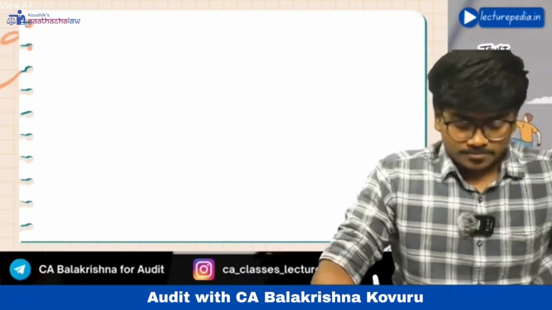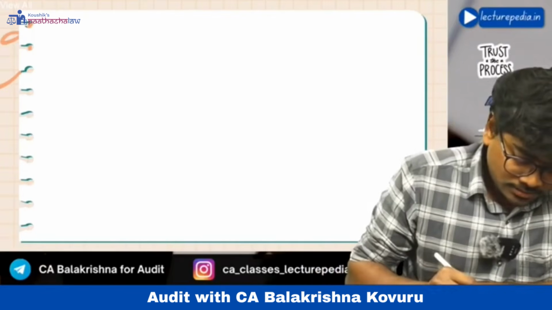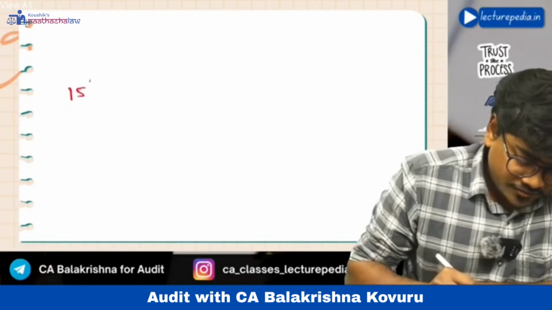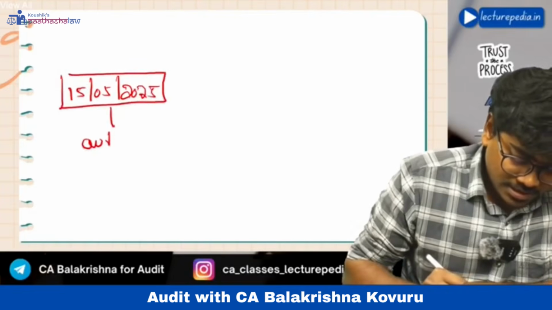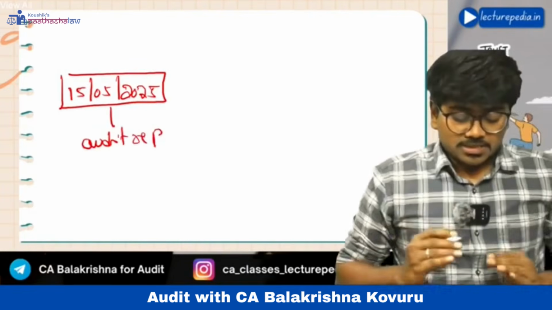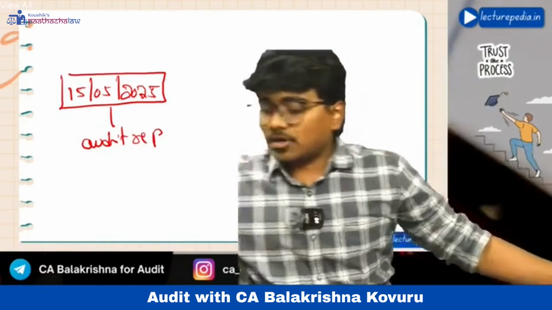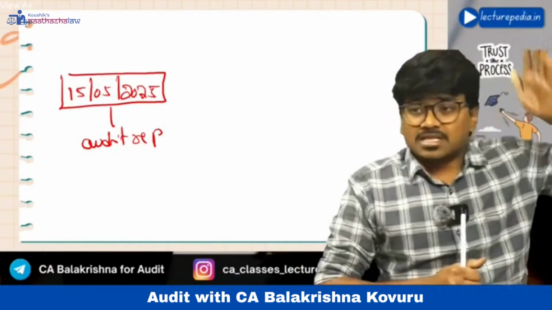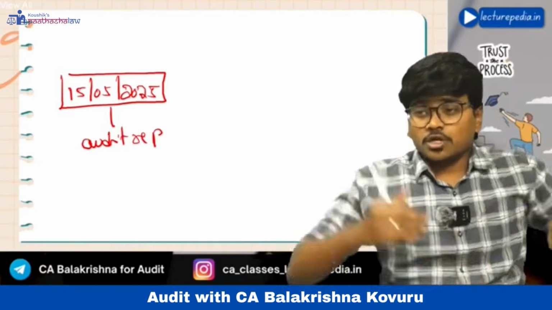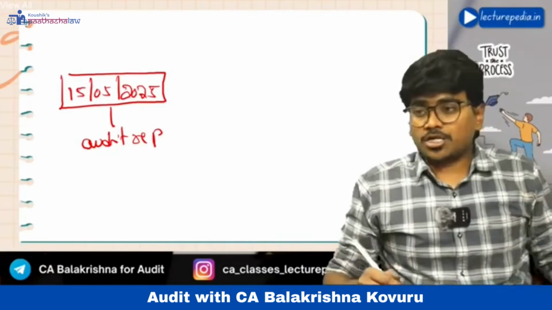See, now let's say on 15th May 2025, the auditor has issued the audit report. This is the date of audit report. That means on this date, the financial statements would have adjusted all the subsequent events that have occurred from 31st March 2025 to 15th May 2025. All these subsequent events would have occurred. Now he has given his audit report on this date.